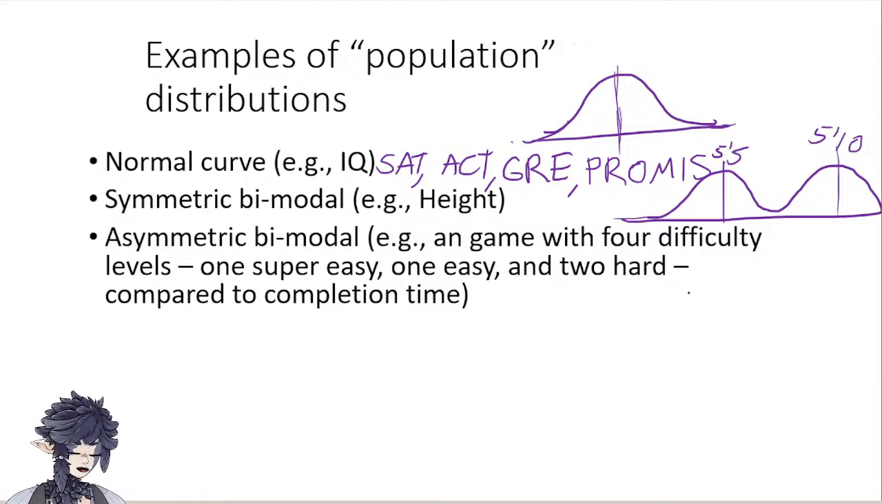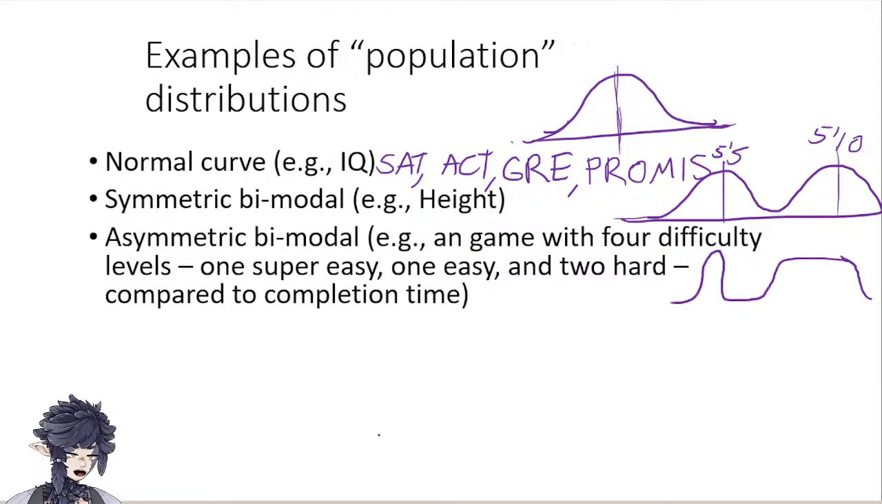So let's say I'm playing a game and it has 4 difficulty levels. I have one super easy baby difficulty level and one easy difficulty level, so most of those scores are high. People are getting really high scores on the super easy baby level and fairly high scores on the easy level. And then there are 2 very hard ones.